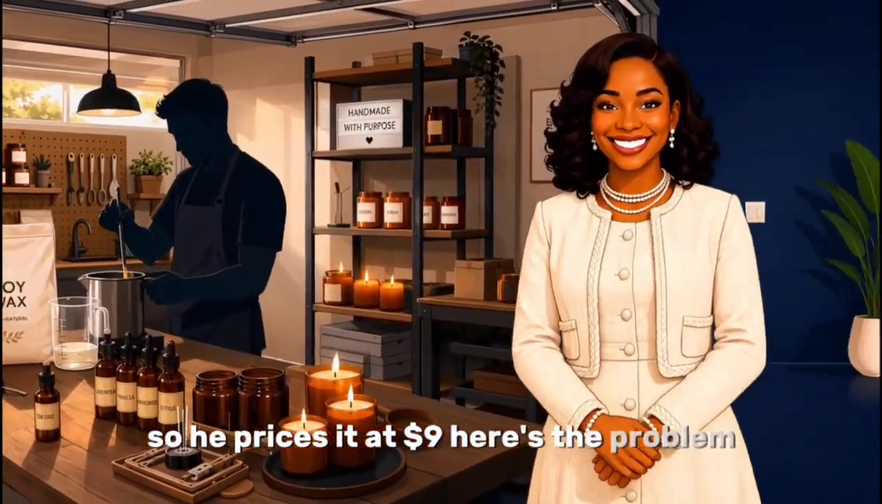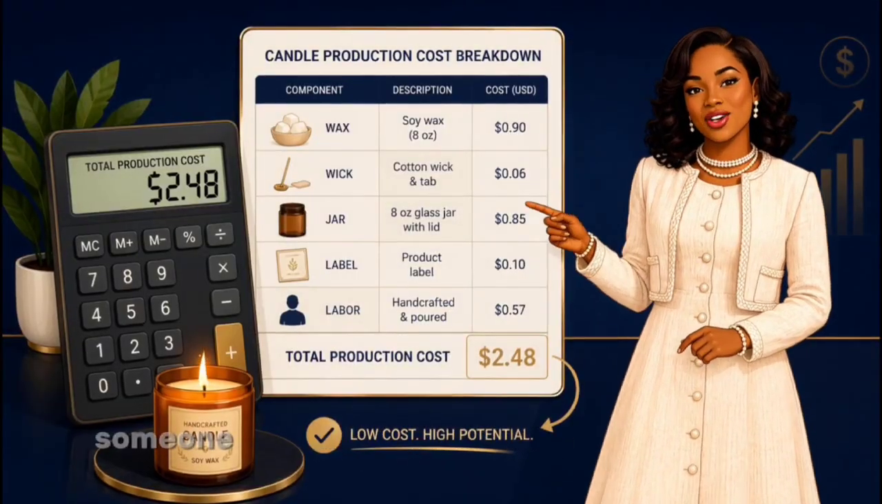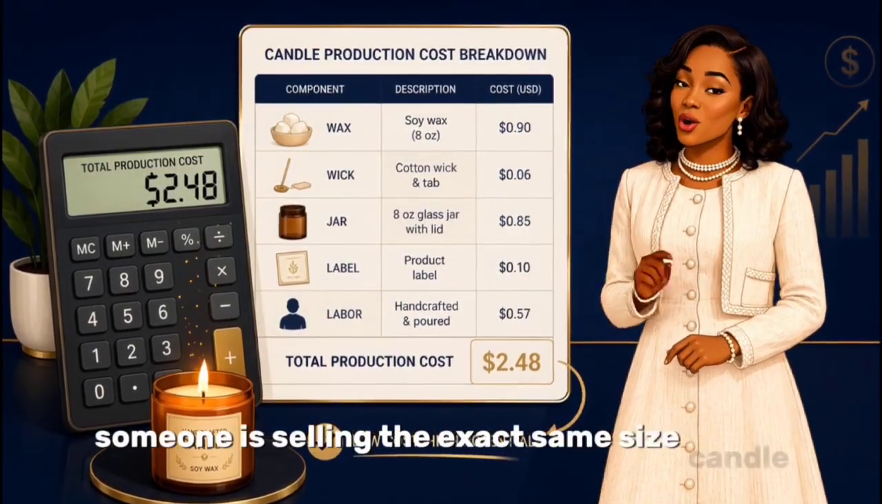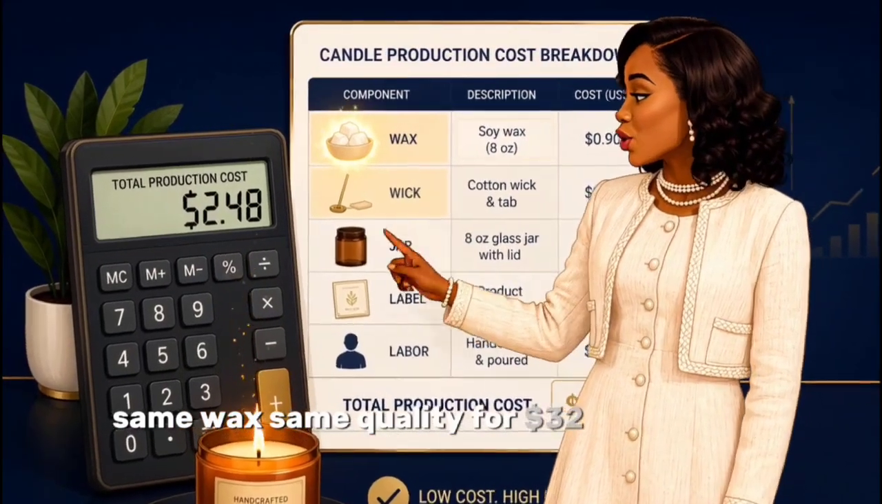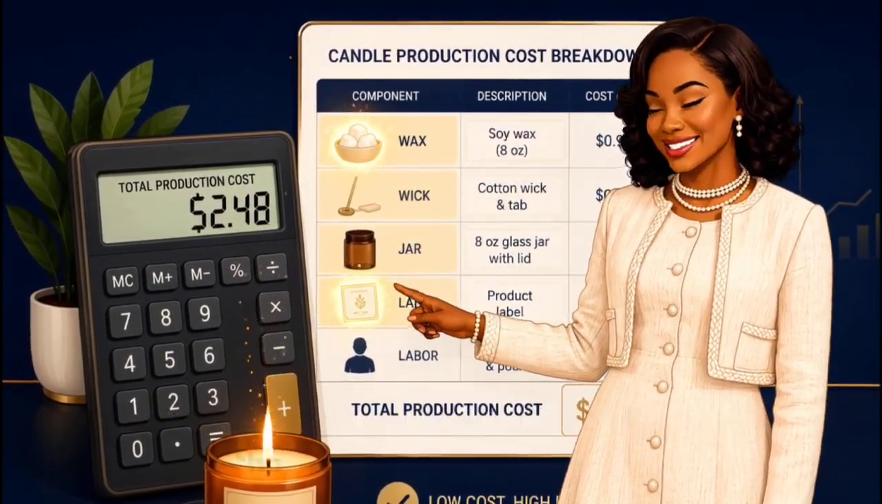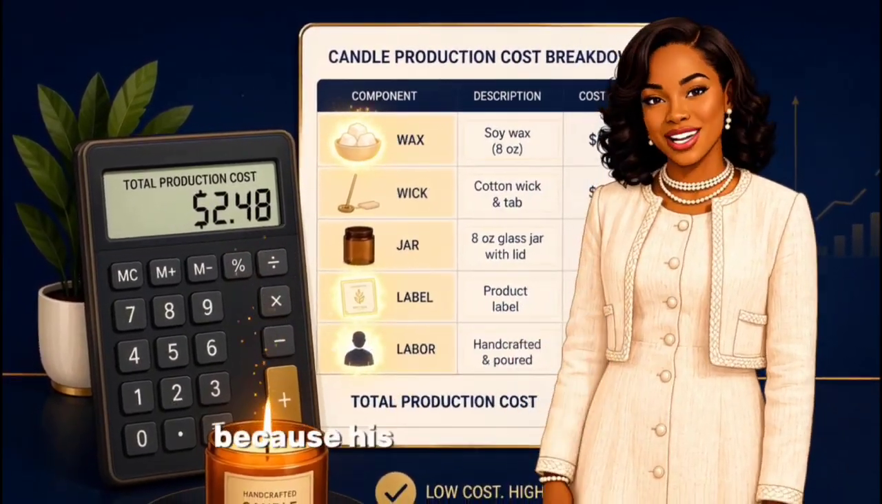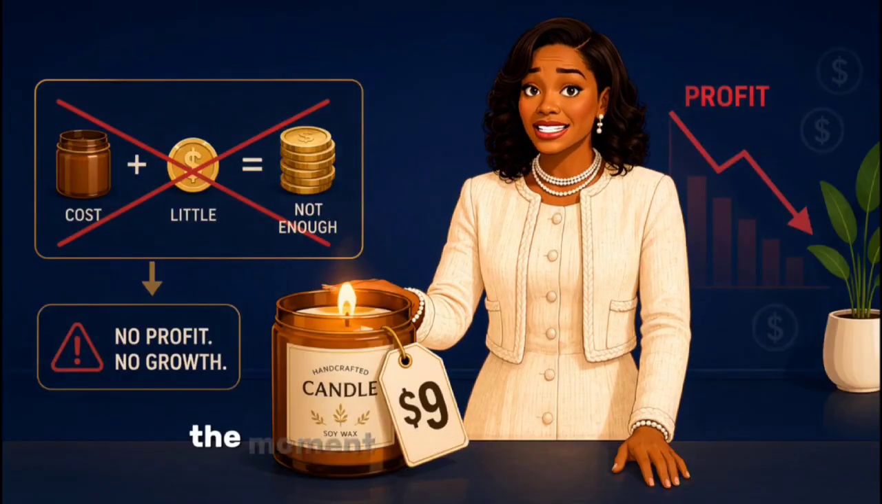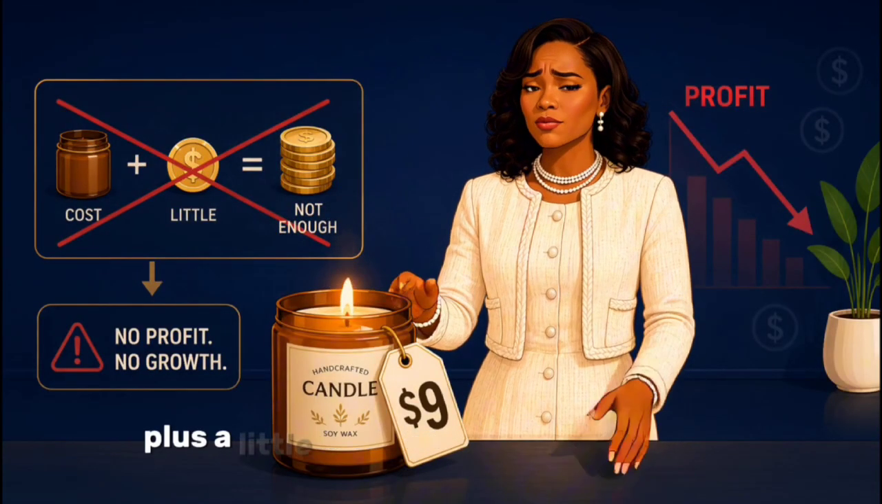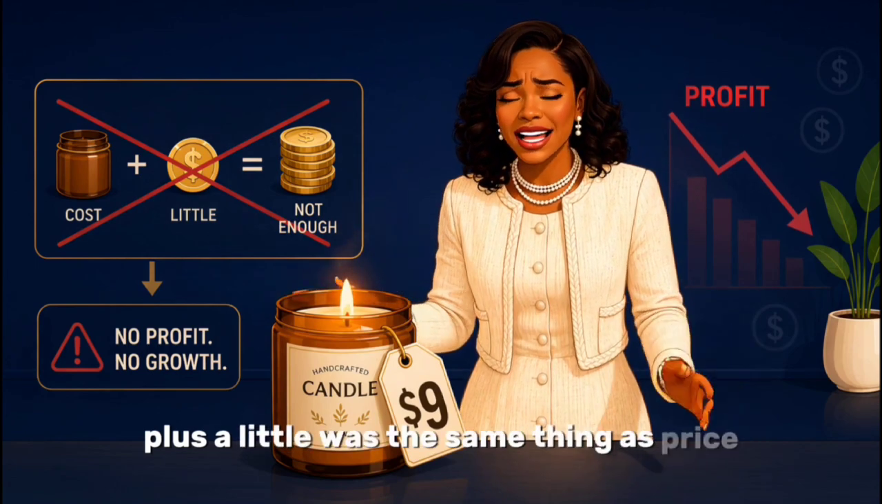Here's the problem. 3 towns over, someone is selling the exact same size candle, same wax, same quality, for $32, and they're selling out. The guy in Austin didn't lose because his candle was worse. He lost before he even lit the wick. The moment he decided that cost plus a little was the same thing as price.